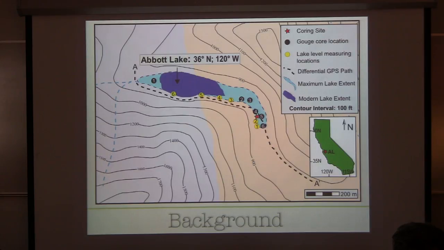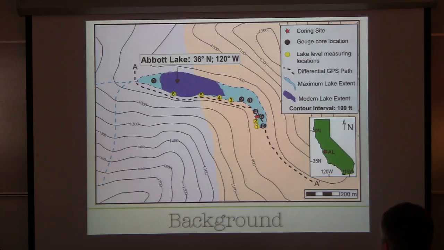In terms of its dimensions, the light blue region here shows you the maximum potential extent of Abbott Lake, which is about 0.46 kilometers in length or 0.08 kilometers in width. The dark blue here shows you the modern extent of the lake, so a little bit smaller. It sits in a small drainage basin. It's about 0.75 square kilometers, and it's pretty steep. It has two main sources.